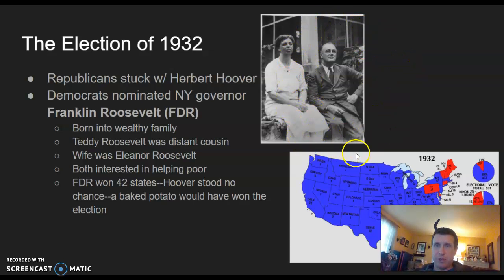He is the guy who is going to end the Great Depression. He runs against Herbert Hoover as a Democrat and just absolutely destroys him. If you look at this electoral college map down here, Franklin Roosevelt won pretty much every state in the country with the exception of a few, Pennsylvania being one of them. Apparently, Pennsylvania loved Herbert Hoover.